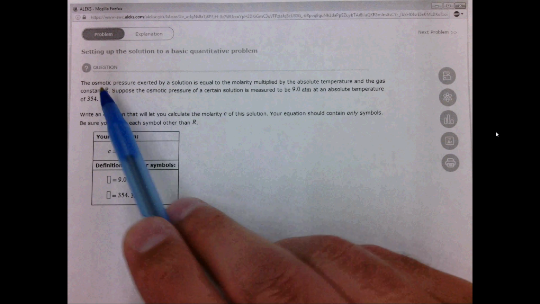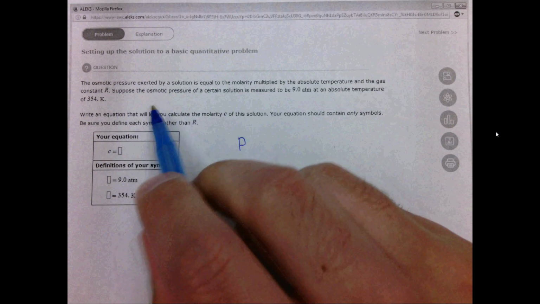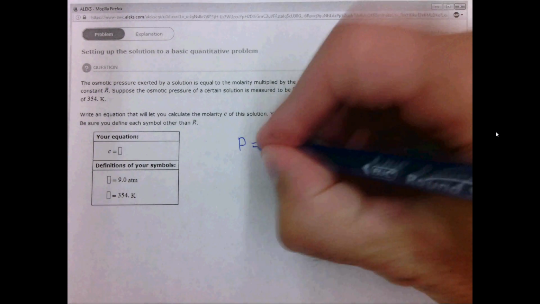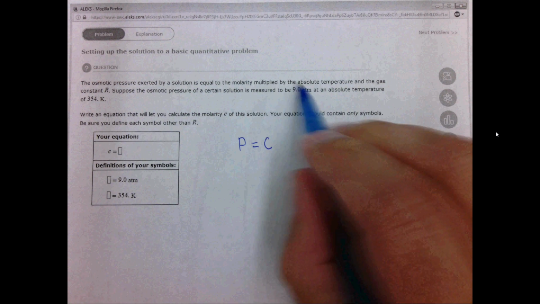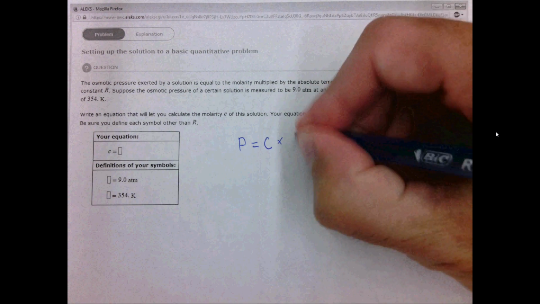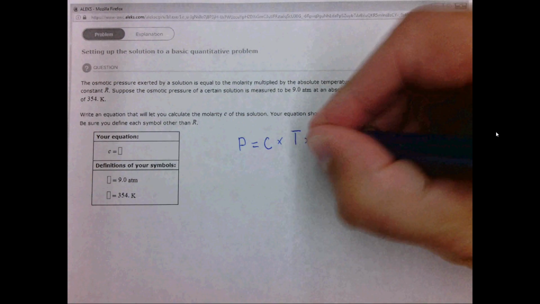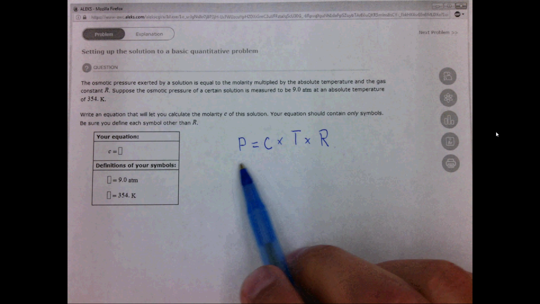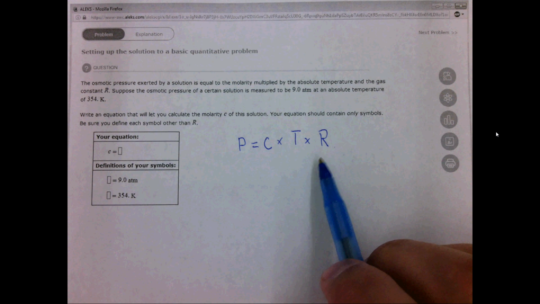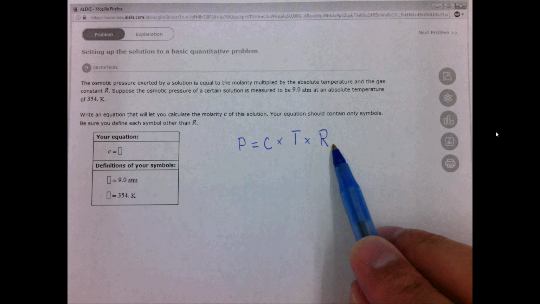So here it says the osmotic pressure, which we'll use the P variable, is equal to the molarity, where we're going to use the C variable because it tells us to, multiplied by the absolute temperature, we're going to use the T variable, and the gas law constant R. So we want to multiply those all together. This is actually a real equation that does work to solve for osmotic pressure. So P equals C times T times R.